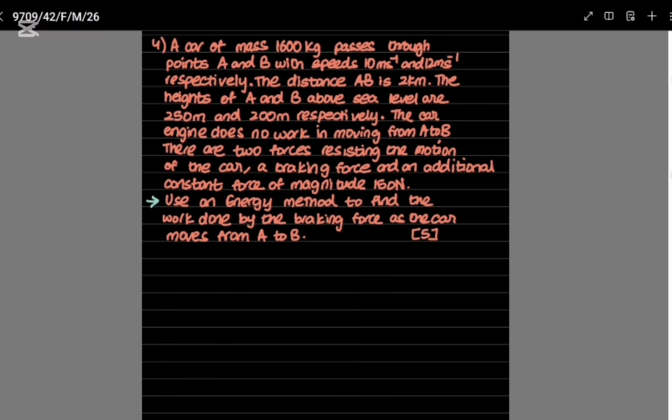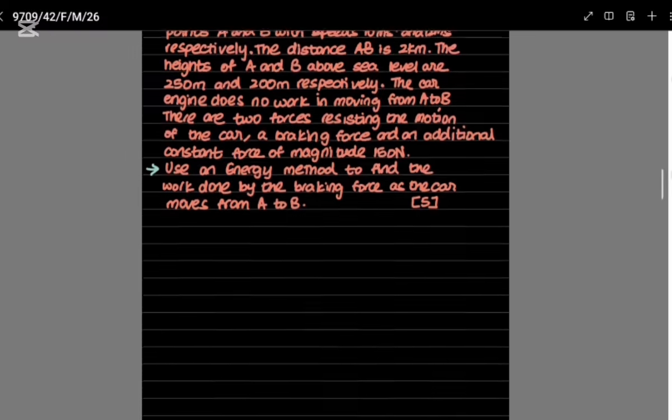A car of mass 1600 kg. Let's skim through it. Points A and B, speed 10, 12 respectively. The distance AB is 2 kilometers. The heights of A and B above sea level are 250 meters and 200 meters respectively.